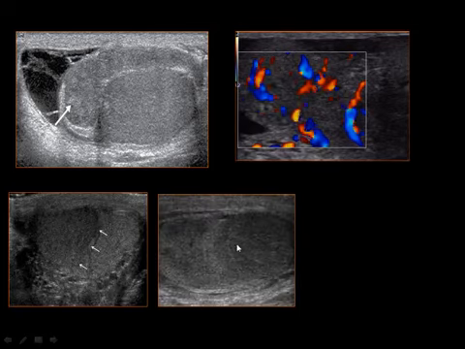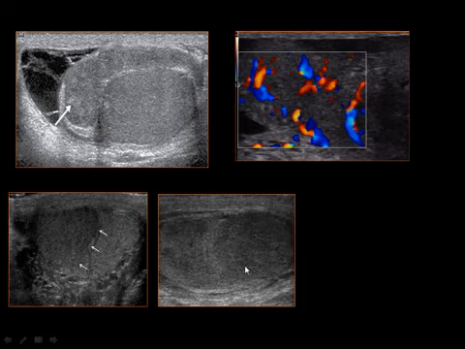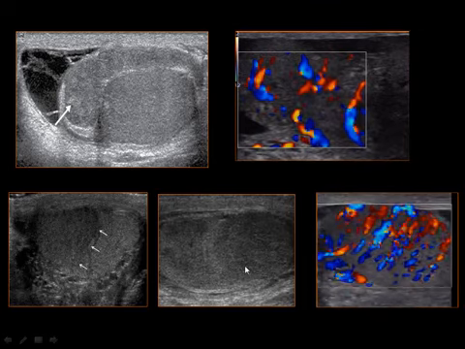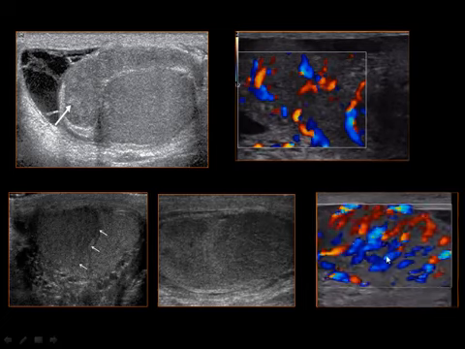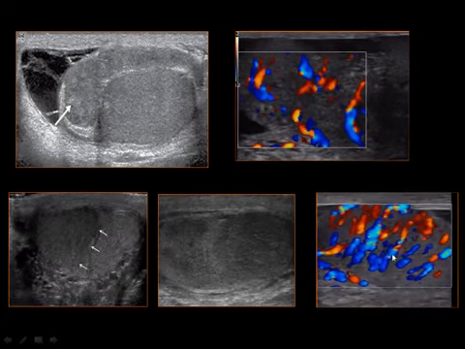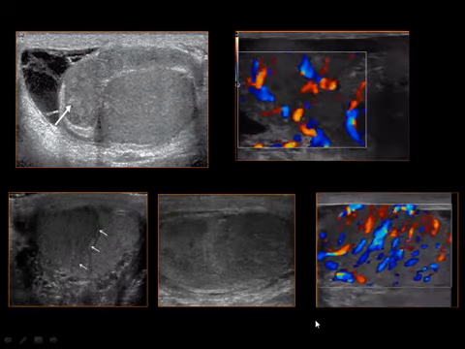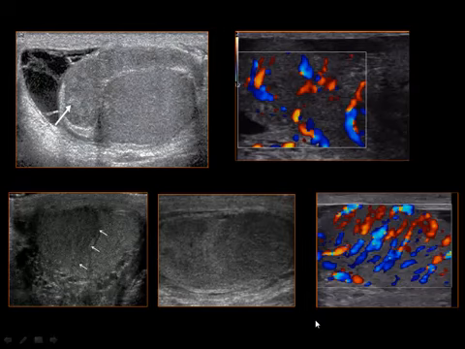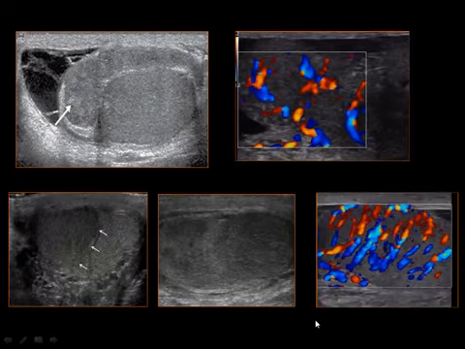And this is diffuse orchitis. The testis is swollen, the scrotal skin thickened, and the parenchyma shows patchy areas of low echogenicity. And here increased color Doppler signal shows hyperemic flow. This appearance might persist for several months following treatment. Sometimes it is difficult to exclude neoplasm or malignant lesions.